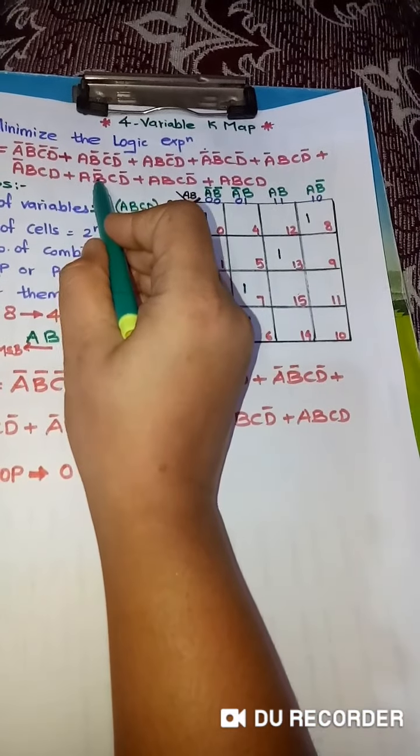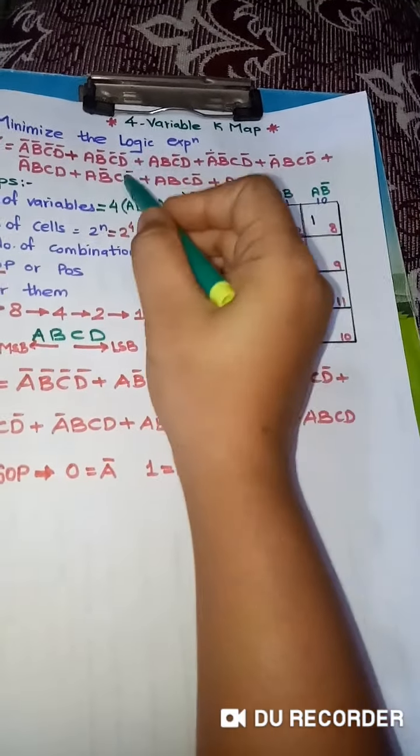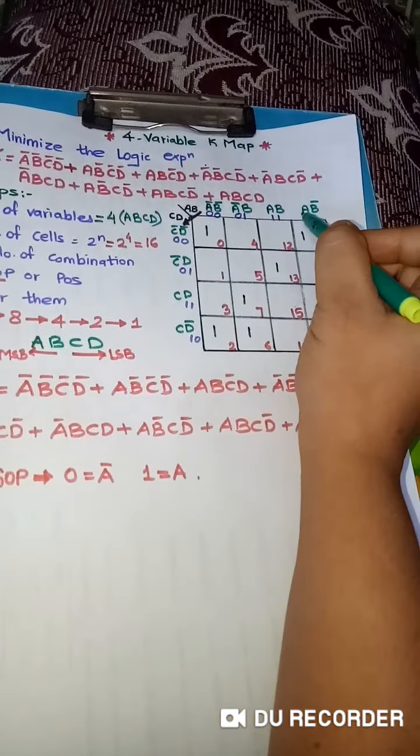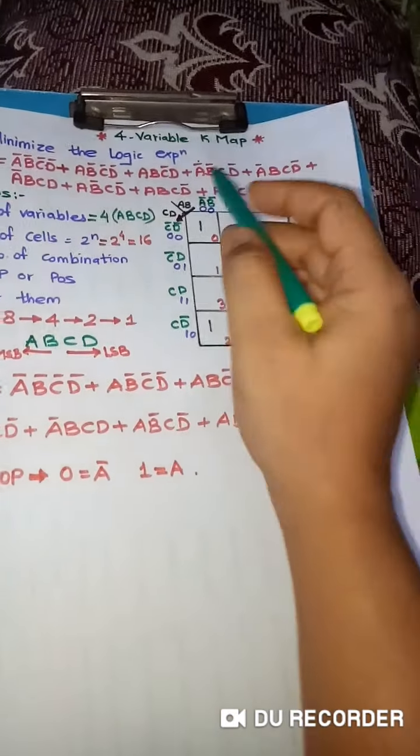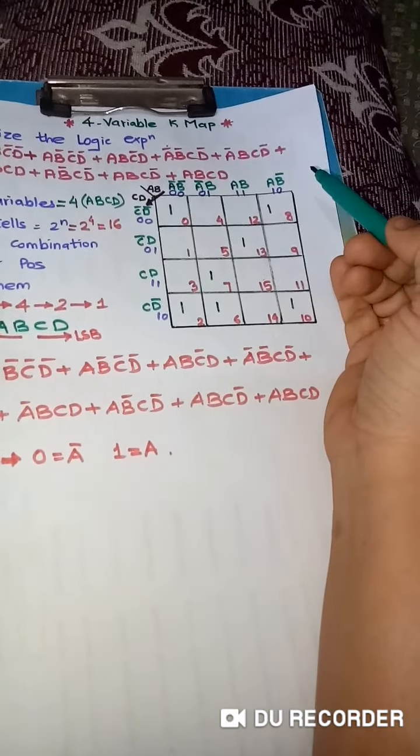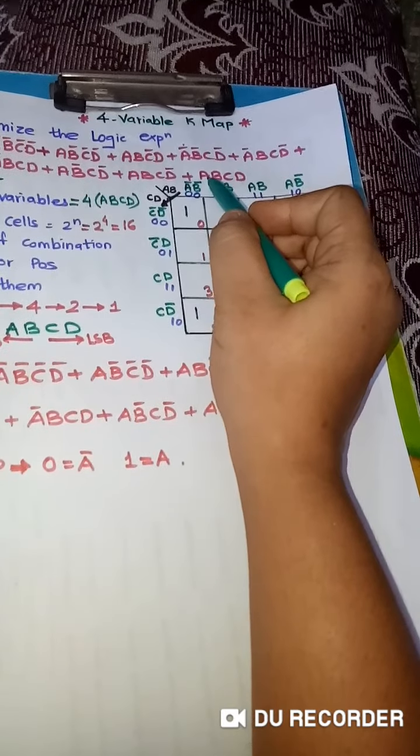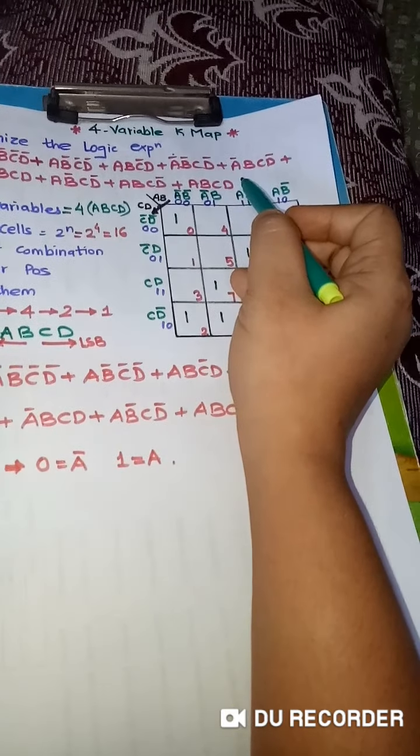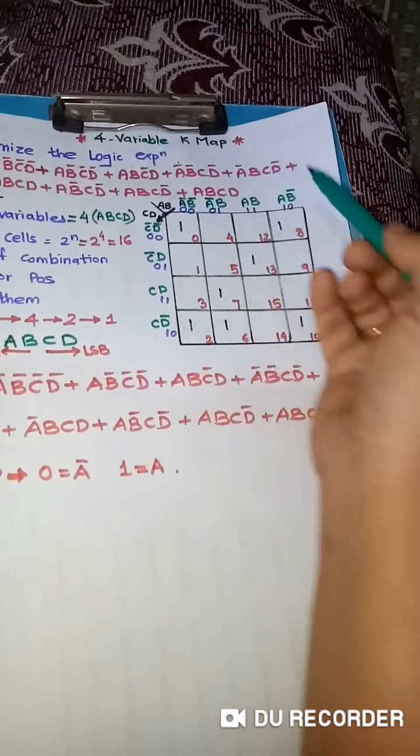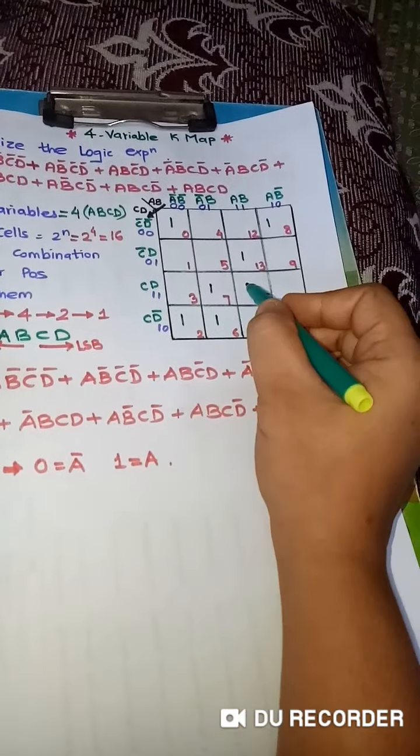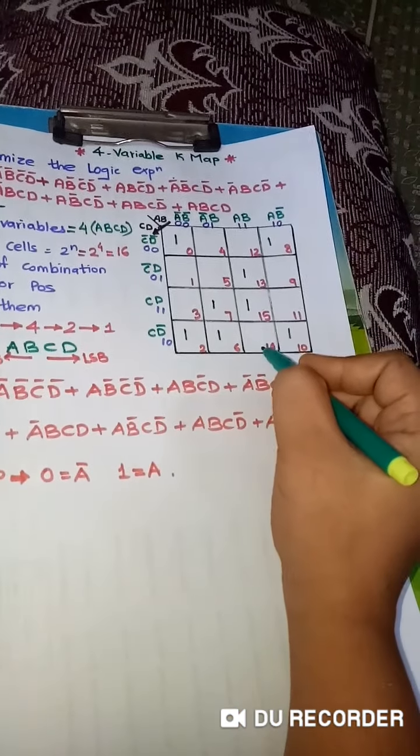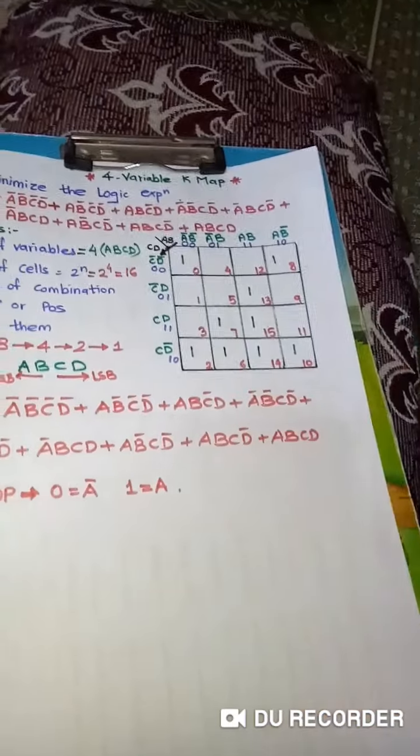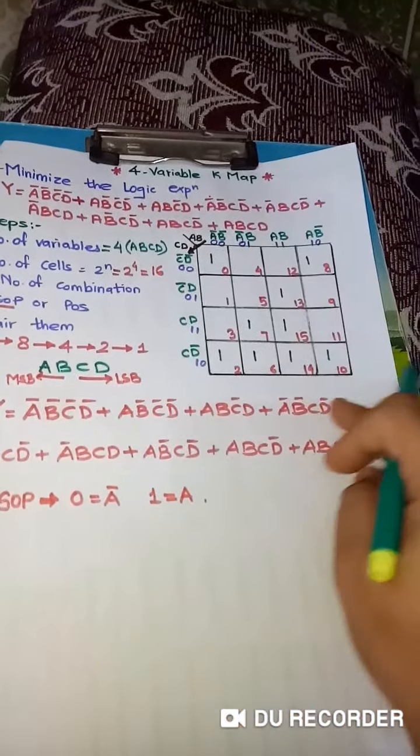Then we have A, B bar. Where is A, B bar? A, B bar, and C, D bar. C, D bar, this row. A, B bar, this column. So it means this one, right? Then we have what? Next element is this, A, B, C, D, right? A, B, C, D is this particular one. This one was left: A, B, C, D bar. A, B, this column. C, D bar, this column. So this is how we are representing our logical expression in the form of this K-map.